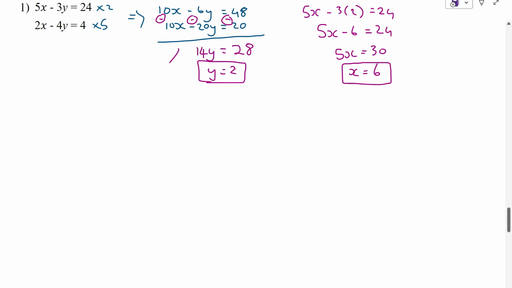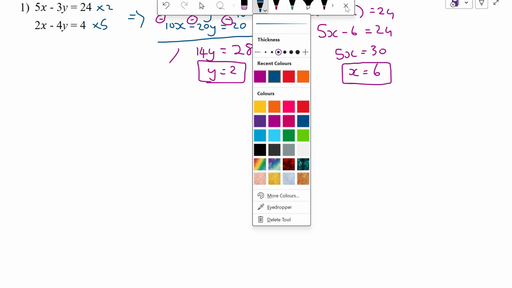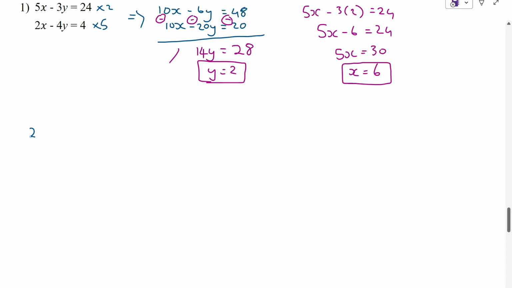Now for our check again, let's see if these two values for x and y work in the second equation too. So 2 bracket 6 minus 4 bracket 2, this should equal 4. So 12 minus 8 equals 4, 4 equals 4. Okay, so hopefully you got that one right.